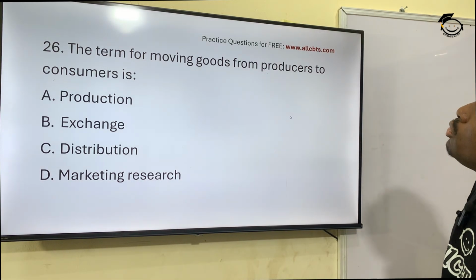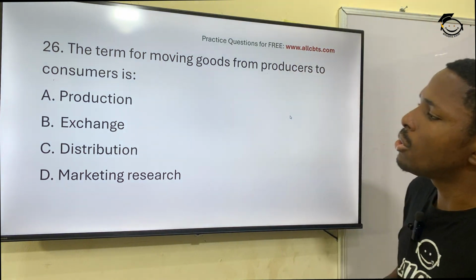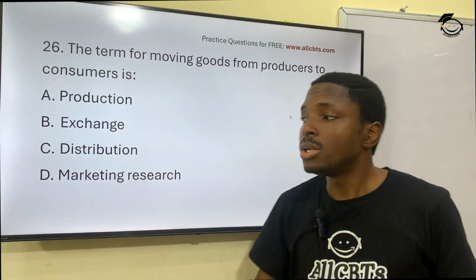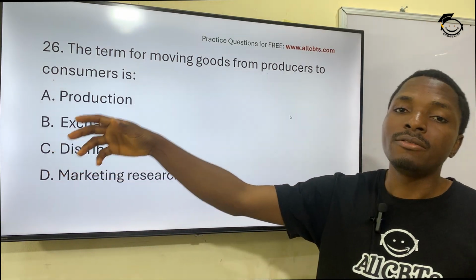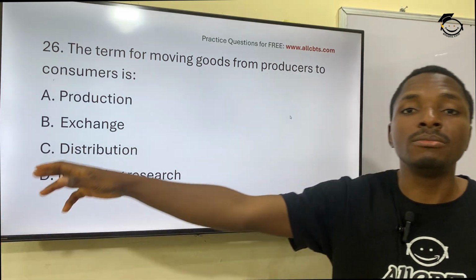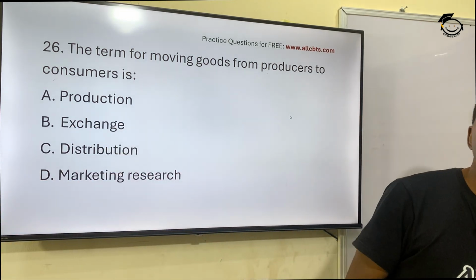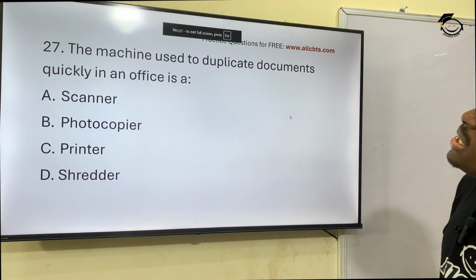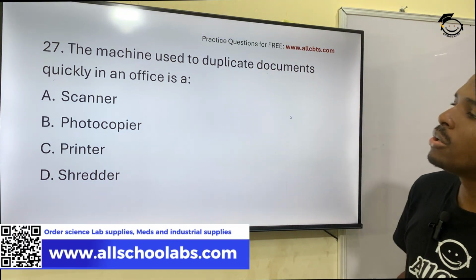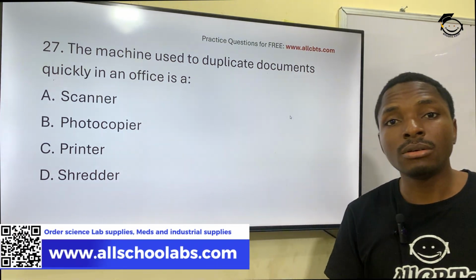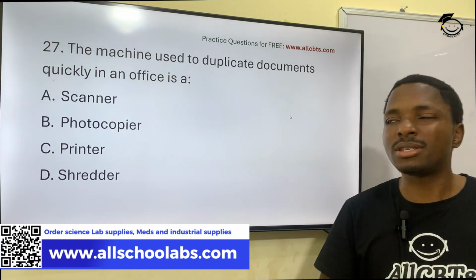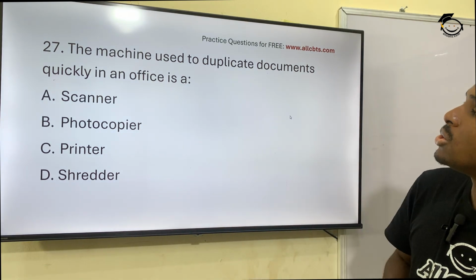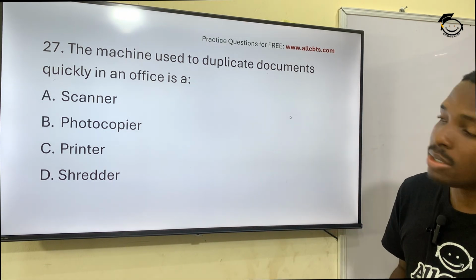26. The term for moving goods from producer to consumer is called what? Distribution. Production is making the goods. Distribution is moving the goods from where they have been made or from the warehouse to the final consumers. 27. The machine used to duplicate documents quickly in an office is a what? Photocopier. Every office, like the bank office, open offices, often have a photocopier. So the machine used to duplicate documents in an office is the photocopier.